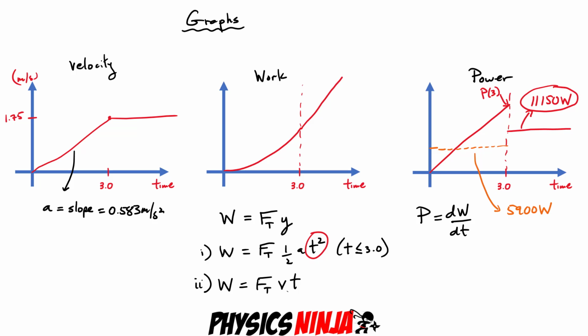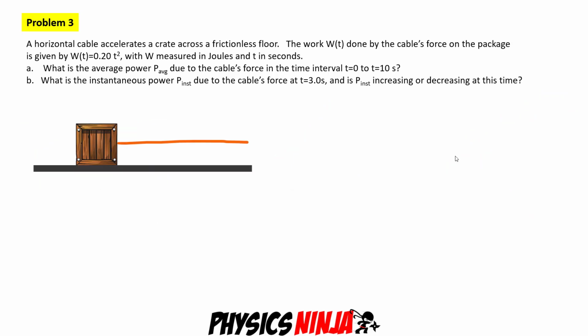This wasn't a problem here, but this is what the sketch would look like as a function of time. All right, here's problem 3. We have a horizontal cable. It accelerates a crate across a frictionless floor.